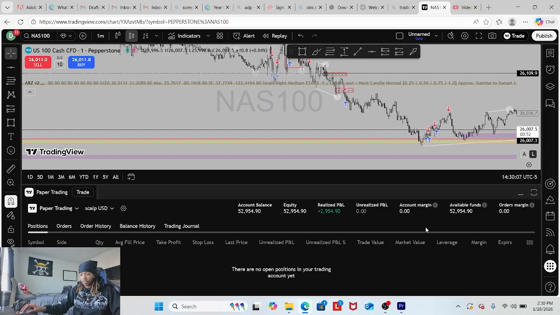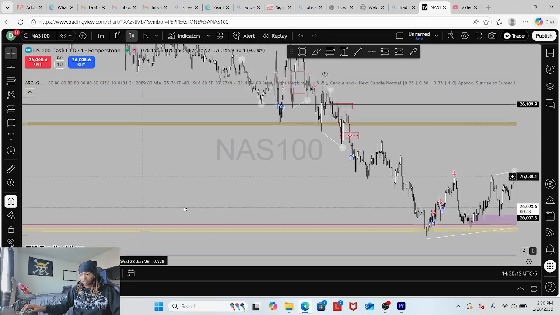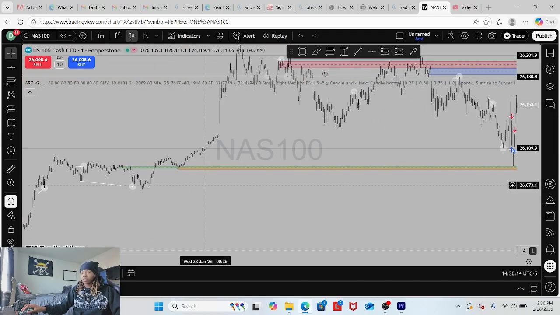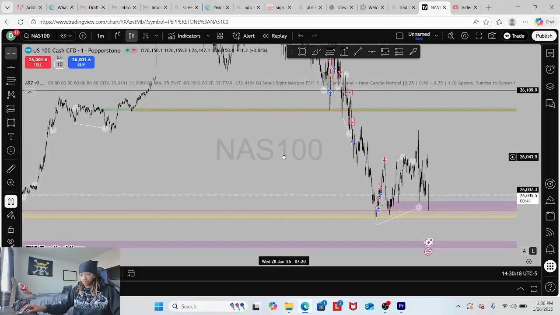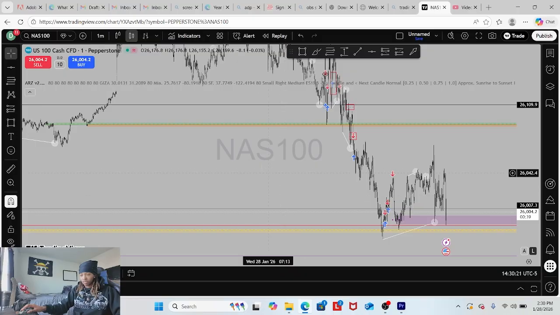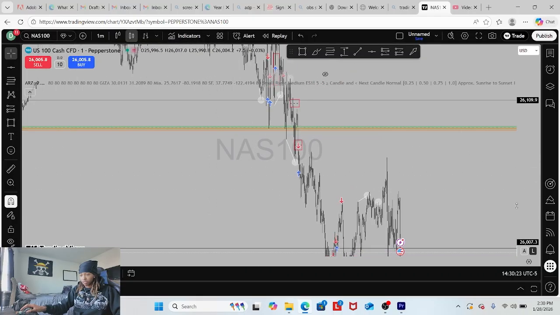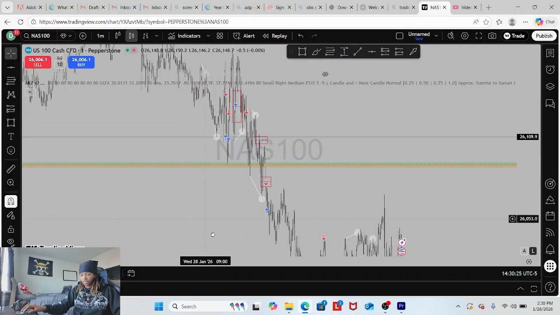I was paper trading today, but I treat all my paper trade accounts like real deal accounts. And I'm gonna be trading on an eval soon. I'm probably gonna buy an eval within the next week. But I'm gonna show y'all, today I only took one trade. No, I took two trades. I lost my first trade and I won my second one.